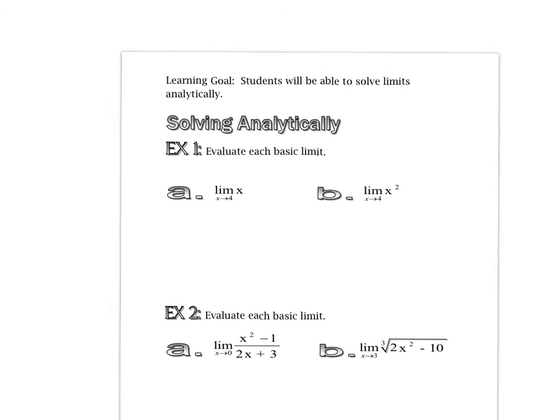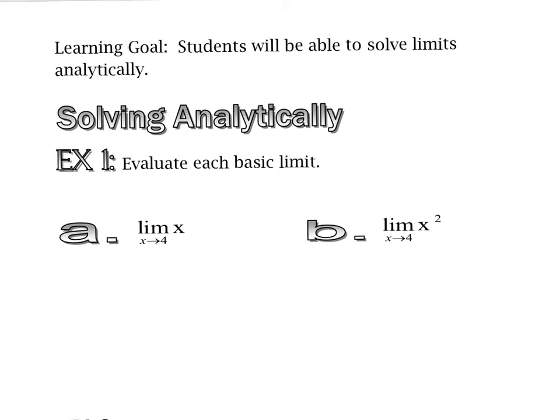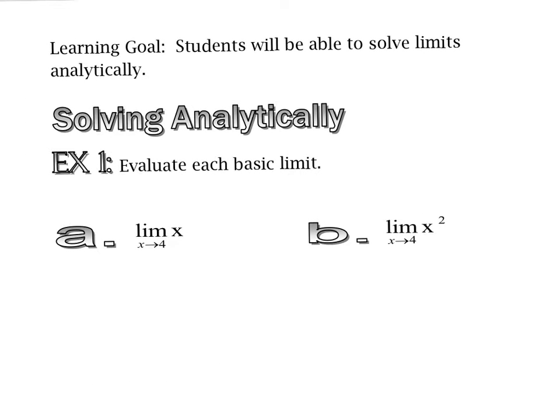Alright, we got a few things that we could do here. Let's do example 1 first. It just says evaluate each basic limit. Well, is there any reason why I can't just plug this 4 straight in? There's not. There's nothing where if I was to plug it in, I might get a 0 in the denominator, or I might get a square root of a negative number. Nothing like that. It's just going to equal 4.